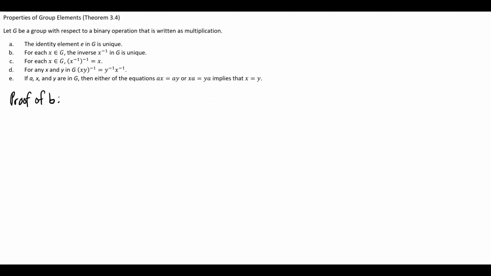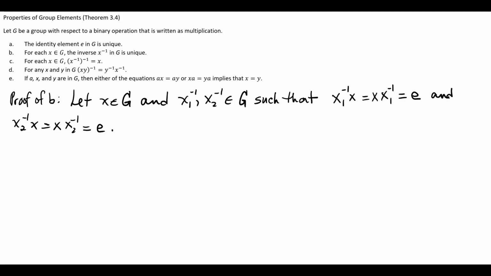For proposition B, we are to prove that for each element X in G, the inverse, which they denote as X to the negative 1 power, is unique. Again, in order to prove that something is unique, you assume that there are 2 of them, and you show that those 2 are equal. So we are assuming that X is an element in G, X is any element, and we have here 2 elements, X1 inverse and X2 inverse in G.